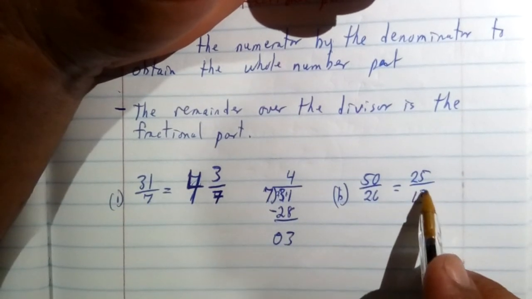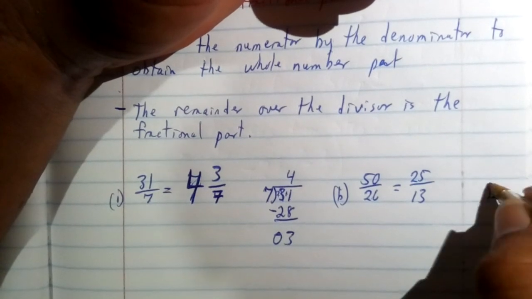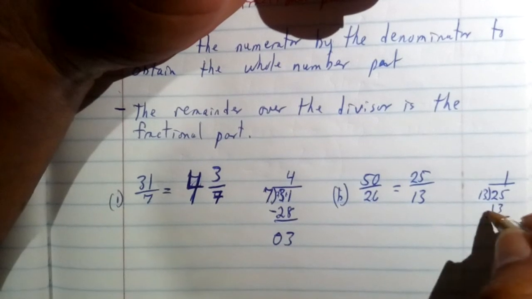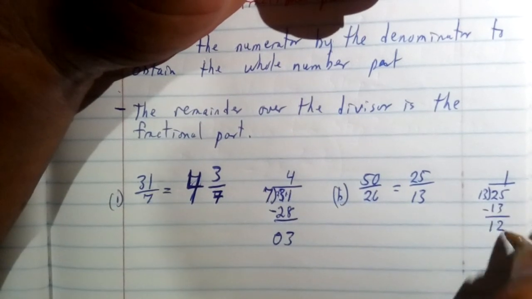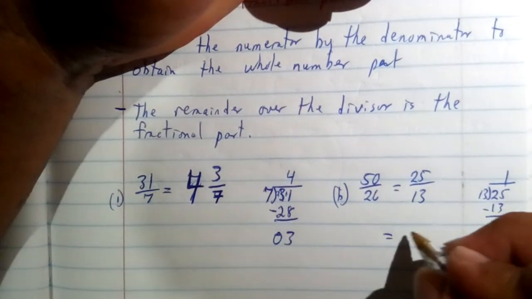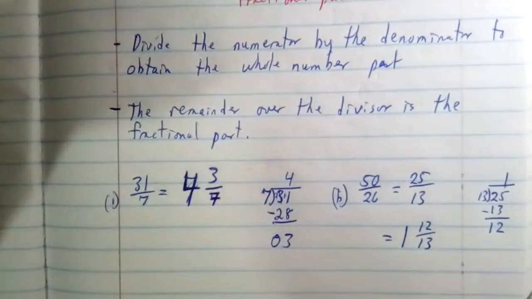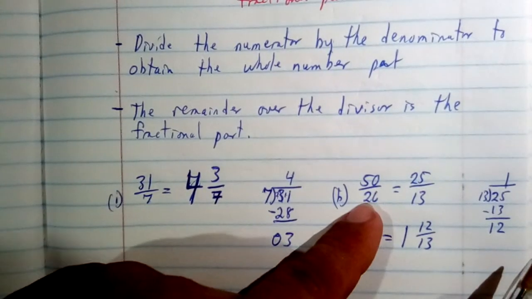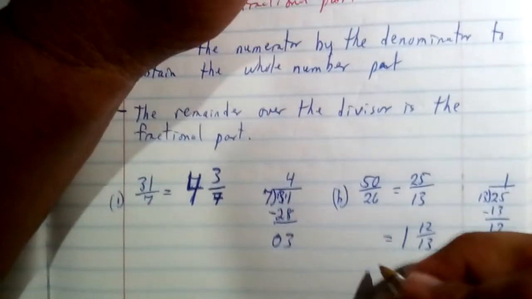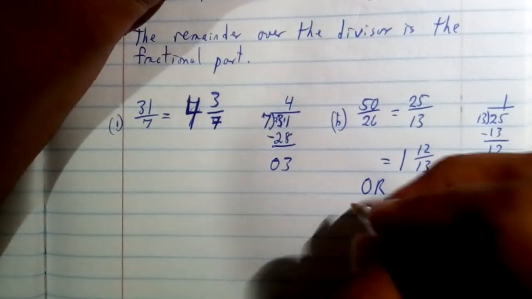To get this improper fraction to a mixed number, we're going to say 25 divided by 13, and that gives us 1. 13 take away 25 gives us 12. So this as a mixed number will be 1 and 12/13. Okay, you could have reduced it here and then proceed. If not, let me show the other way to work it out.